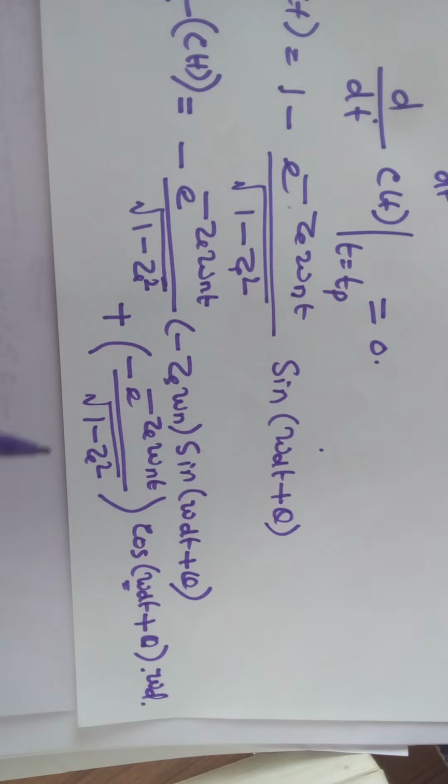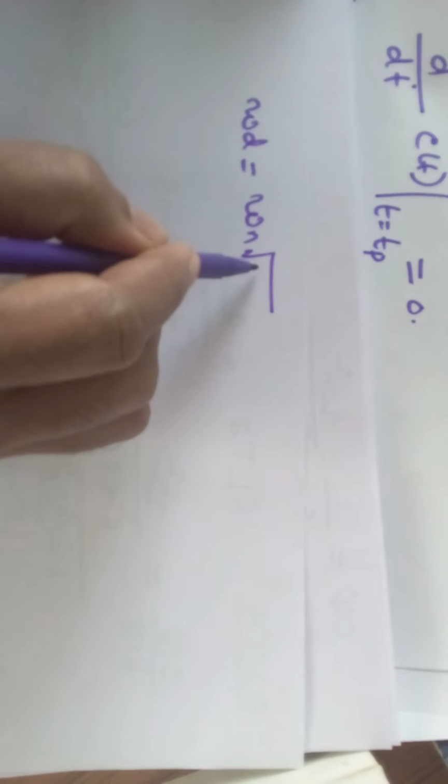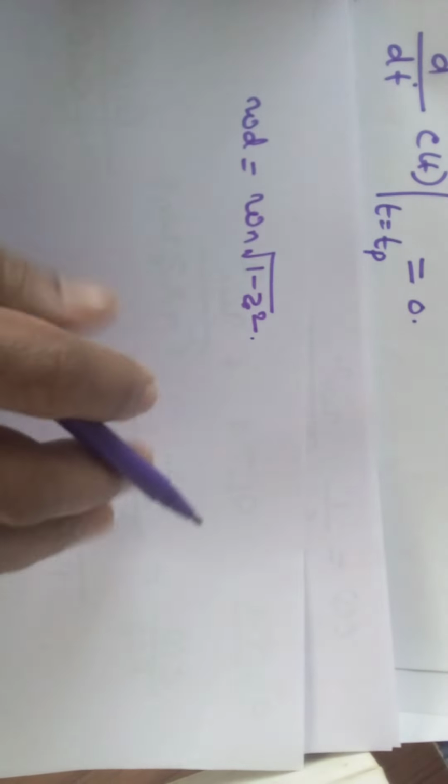Understood? This is the differentiation. Now omega d, the value of omega d is equal to omega n into square root of 1 minus zeta square, right?